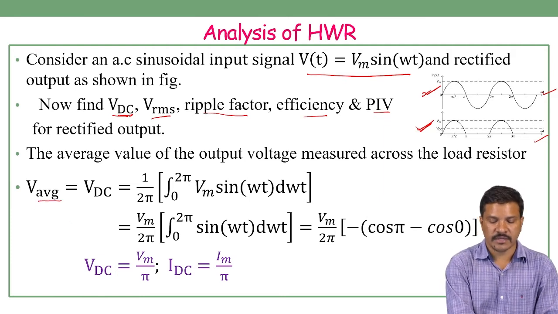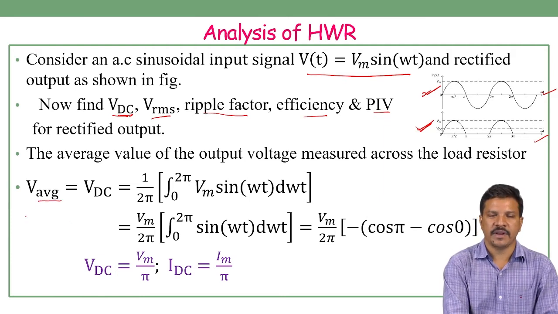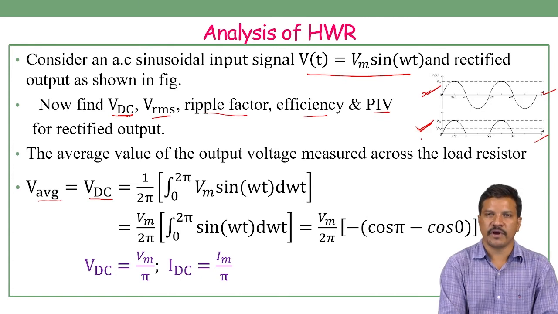What is V average? As I said previously, the fundamental formula for V average is the integral from 0 to time period capital T, or 2 pi in radians, for the given signal Vm sin omega t d omega t, divided by the total time period 2 pi or capital T. So this same formula we can apply here for V average or VDC for this particular rectified output.